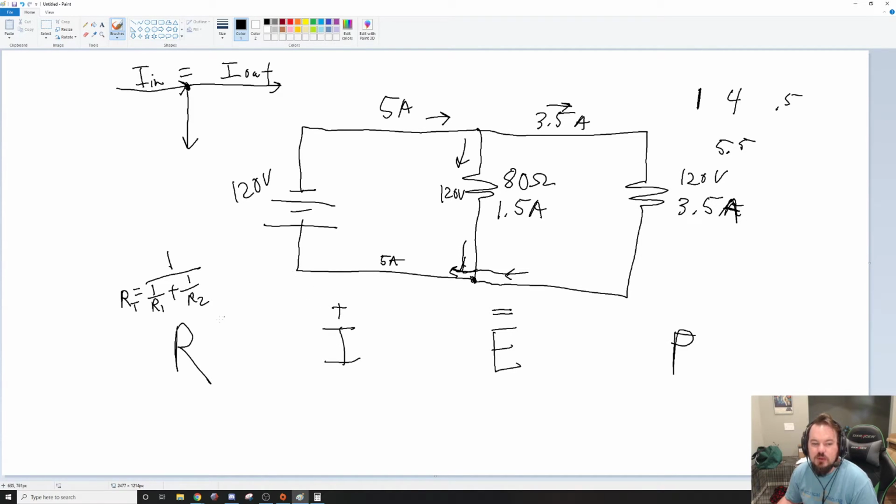The others have a very specific use case. Some of them can only be used with 1 or with 2 resistors. Some of them can only be used if all the resistors are identical. This one you can just keep adding plus 1 over R3, 1 over R4, dot dot dot, because you can just keep going. You could do 3,000 resistors with this formula.